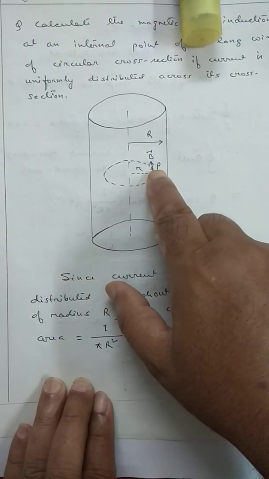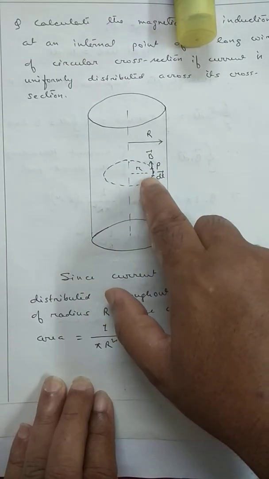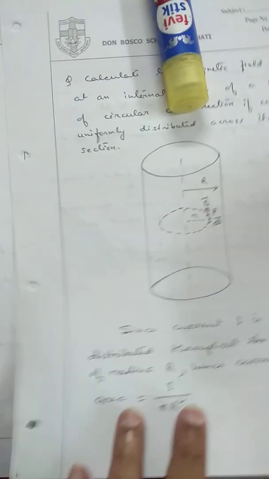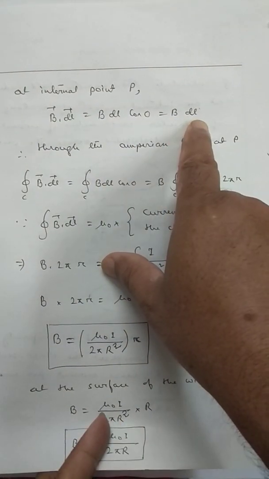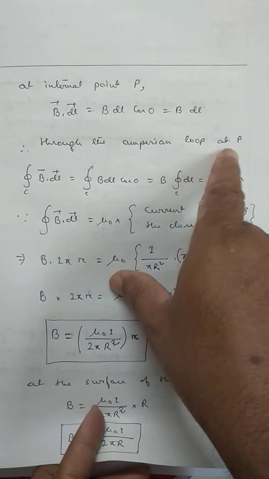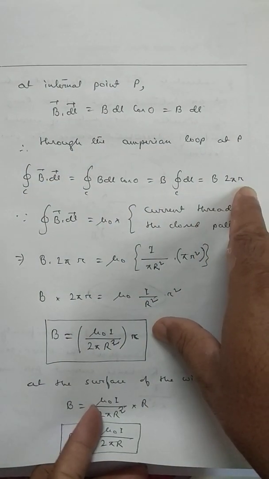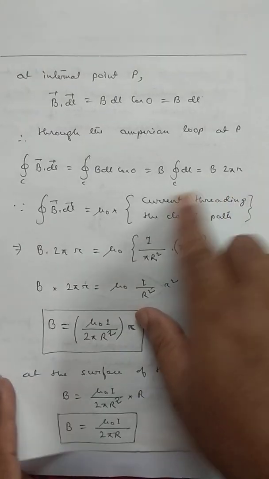Okay, this is the point P. This distance is small r. So what is B dot dl here? Here B dot dl is B dl cos of 0, so B dl. So around the entire Amperian loop, what is the integral of B dot dl? Exactly the same as previous, B into twice pi r.